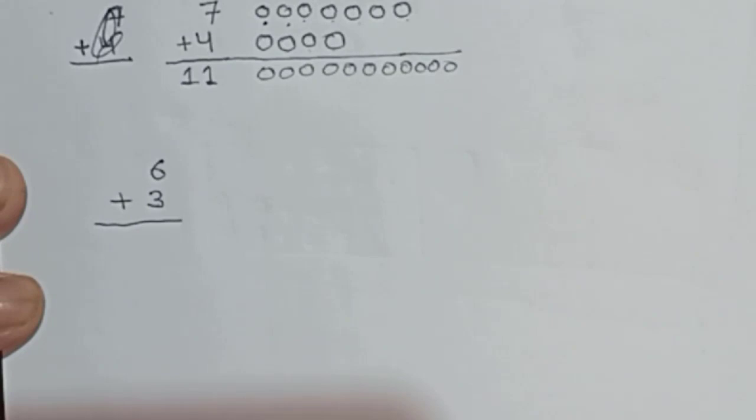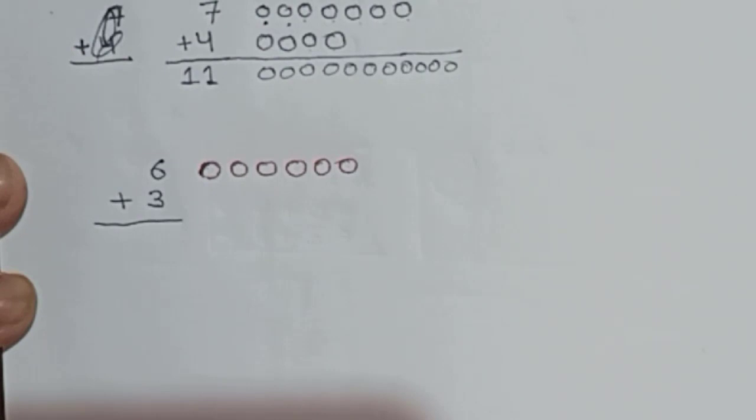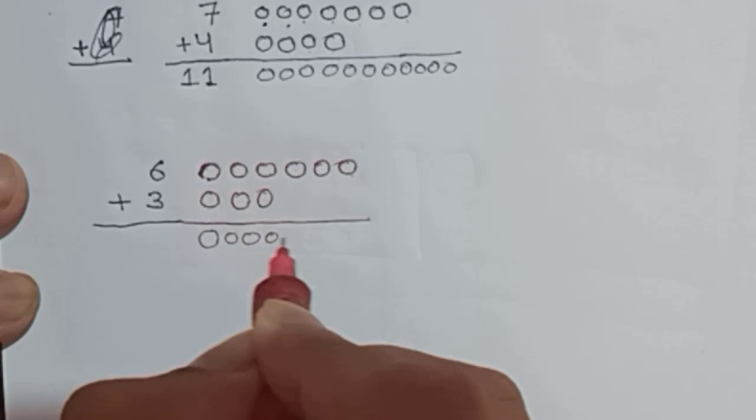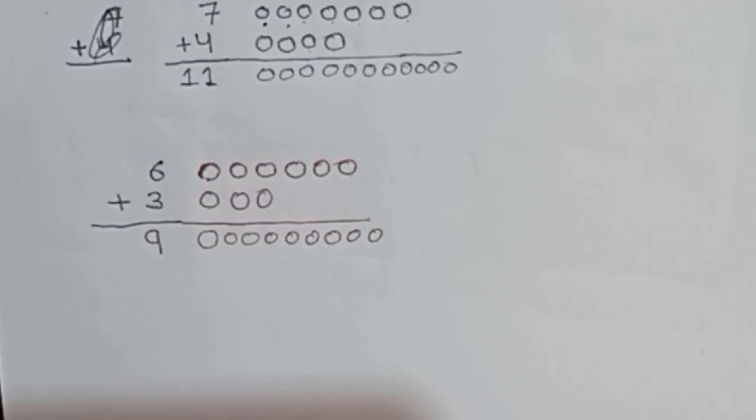6 plus 3 is, let's make apples. 6 apples first. 1, 2, 3, 4, 5, 6. Okay, and for the 3, we will make 3 apples. 1, 2, 3. So total we have 1, 2, 3, 4, 5, 6, 7, 8, 9 apples. So 6 plus 3, the answer is 9. Okay, Marko, you can do this. It's very simple here.